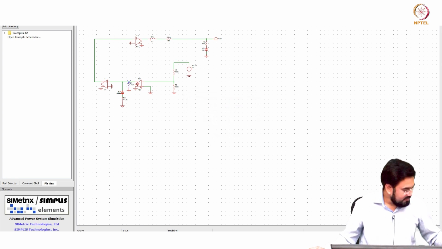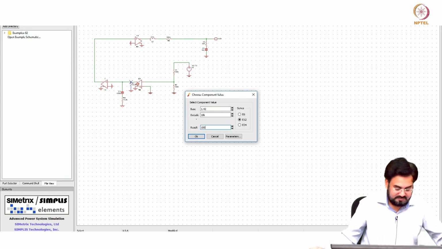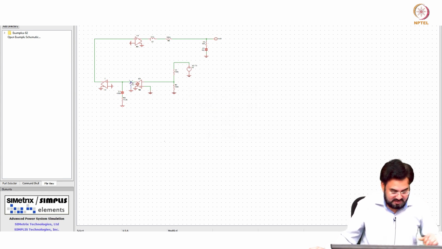So, this is a problem with the simulator. If you have a capacitor hanging, then it will not simulate. So, it looks for a resistive path here. So, you can add this, some gigaohm. Okay.